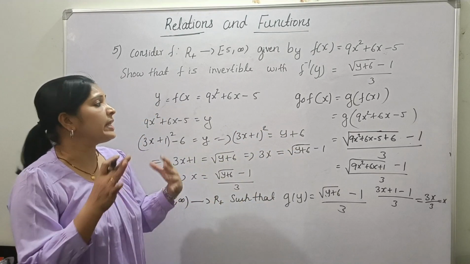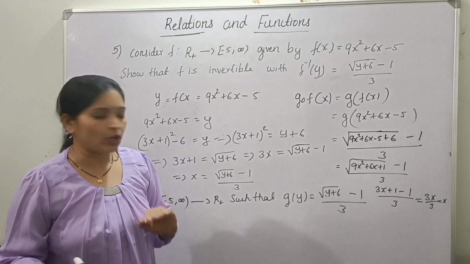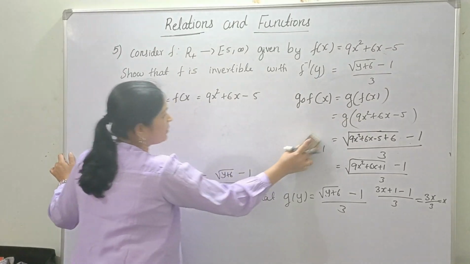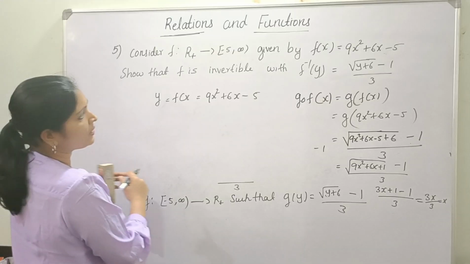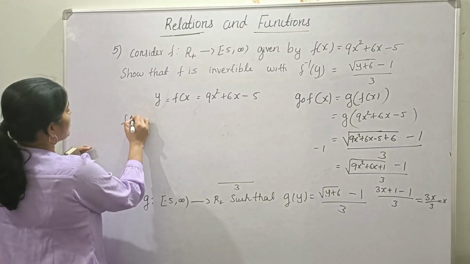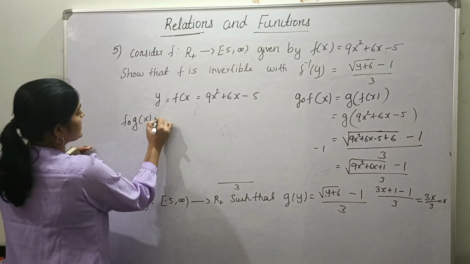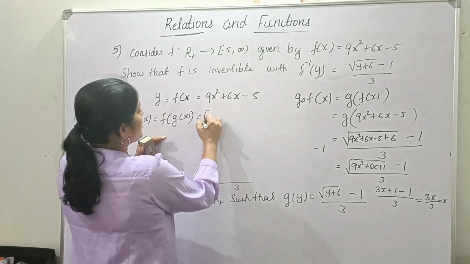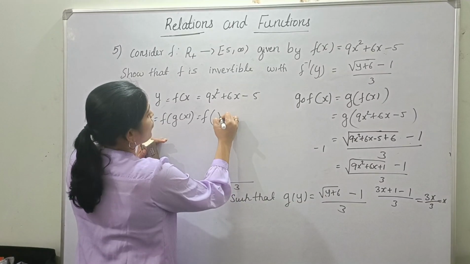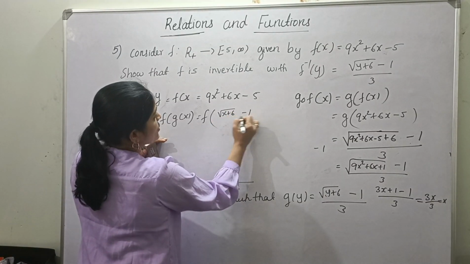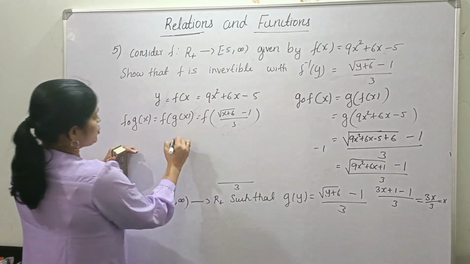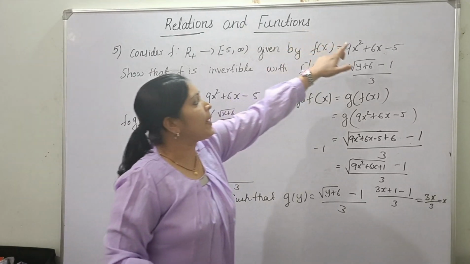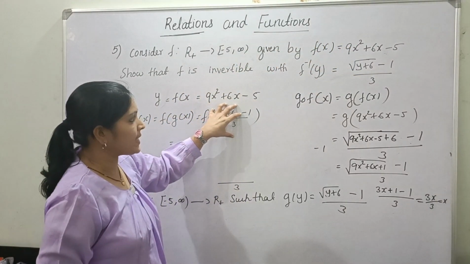Next, let us check whether f composite g is an identity function or not. So here f composite g of x is equal to f of g of x. g of x is (square root of x plus 6 minus 1) divided by 3. So what is f of x? f of x is this one. So here in place of x we should substitute this expression.